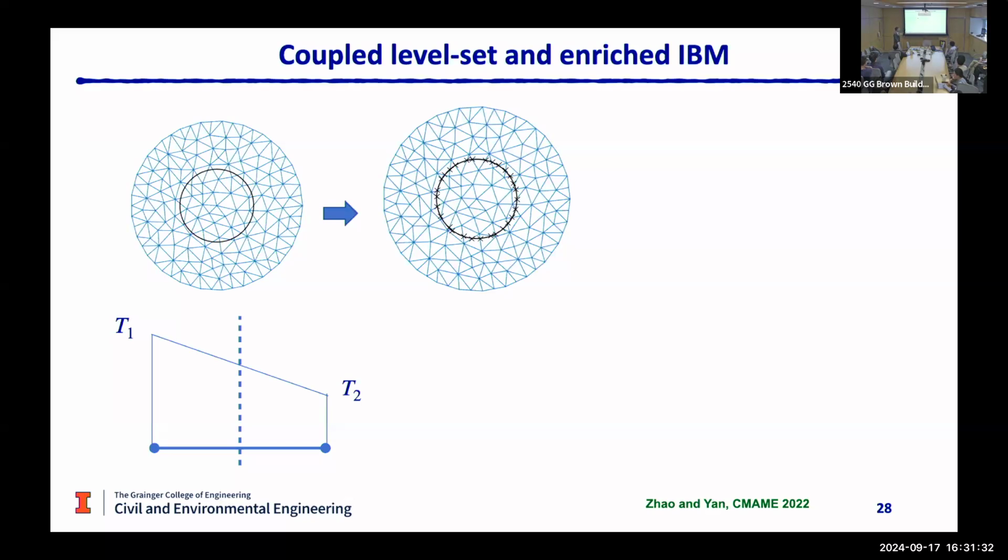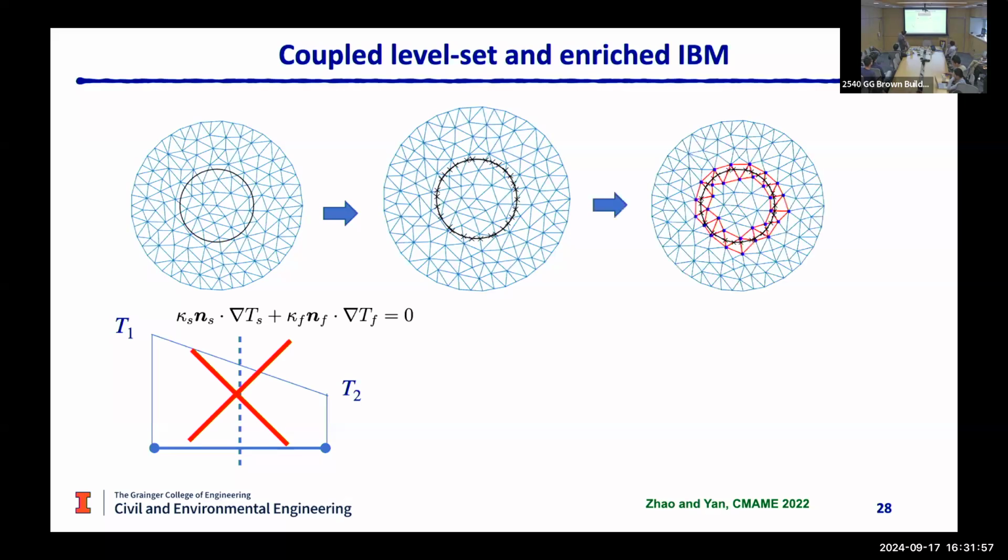Now, if you have a material interface cutting through the element and you want to satisfy the flux compatibility across the material interface, as long as the conductivities of the solid phase and the fluid phase are different, because you have a constant gradient, this flux compatibility is never going to be satisfied. So this is never going to work for the conventional immersed boundary method. So you need to do something special.